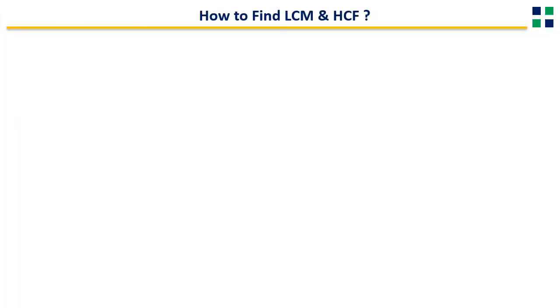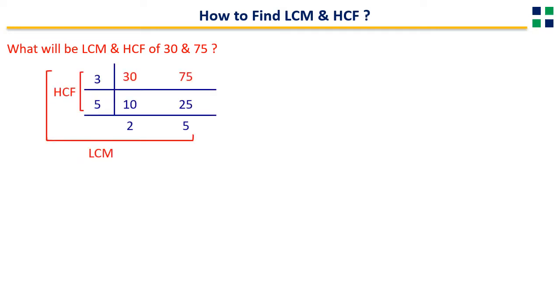How to find LCM and HCF? Let us say there's a question: what will be the LCM and HCF of 30 and 75? I will write the two numbers 30 and 75 like this. What is the common factor of 30 and 75? At first, 3 is the common factor. If I divide 30 by 3, I get 10 here, and if I divide 75 by 3, I get 25 here. Now for 10 and 25, we can take out 5 as the common factor.